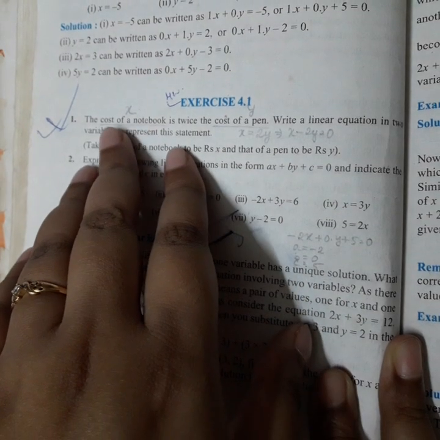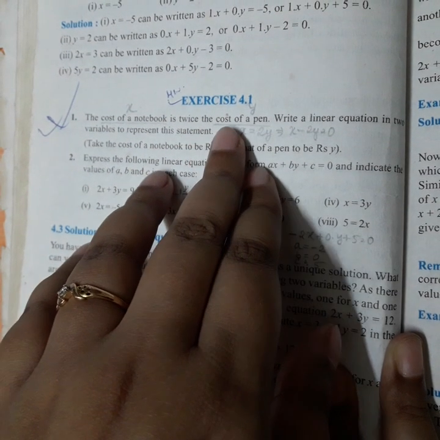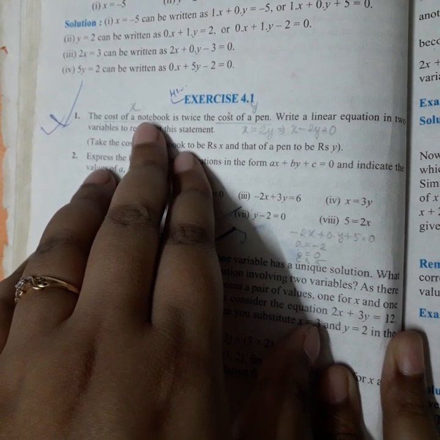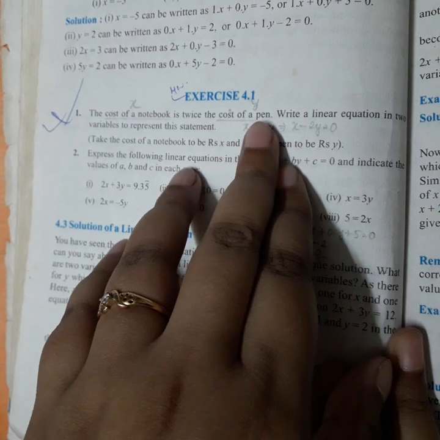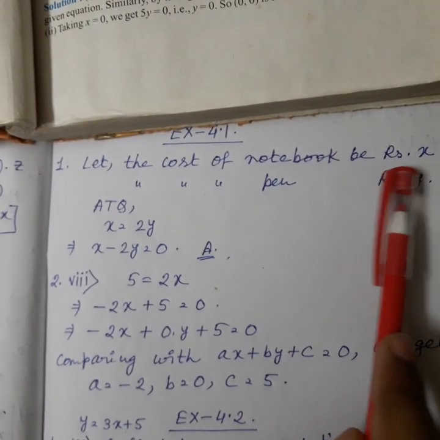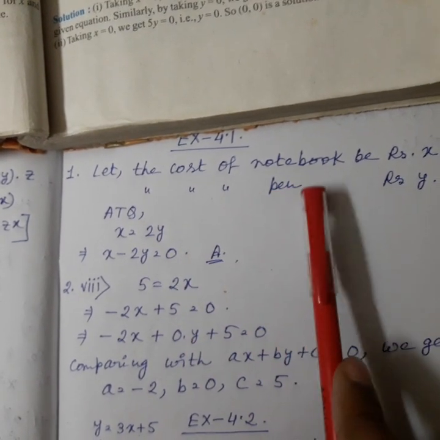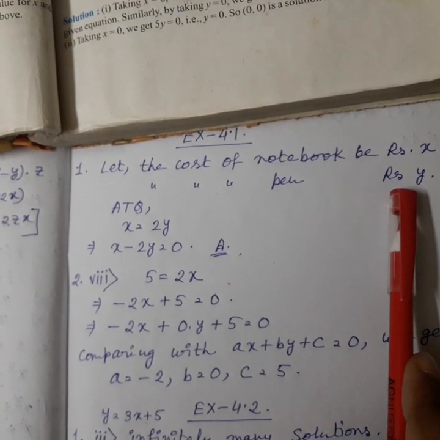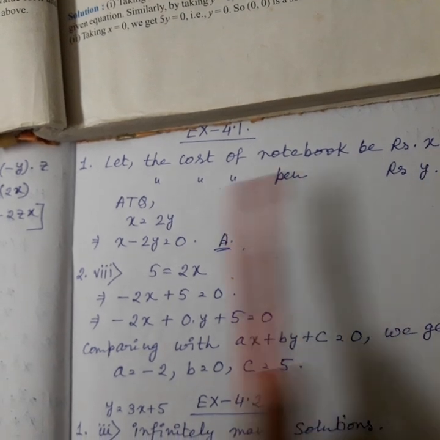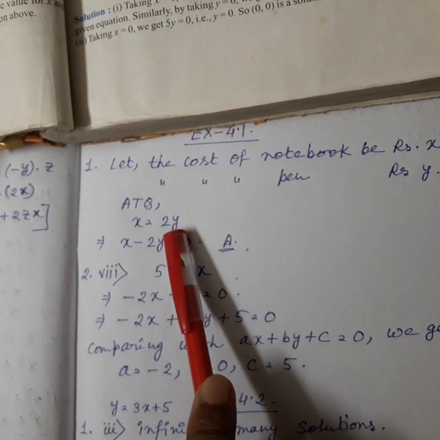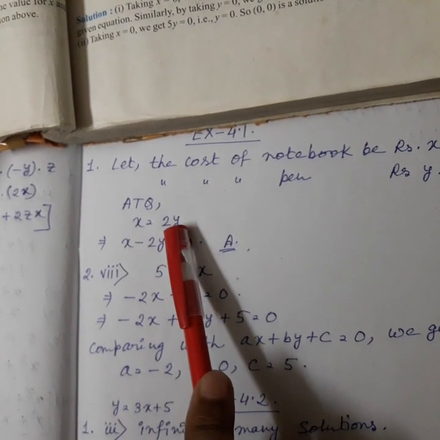So how we will take? The cost of a notebook is twice the cost of a pen. So if I take the cost of the notebook as rupees x and the cost of the pen as y, then what will be the equation? I have written here, let the cost of the notebook be rupees x and the cost of the pen be y. And in the question it is given the cost of the notebook is twice the cost of the pen. So that means cost of notebook x equal to twice the cost of pen, that is y. So the equation is x equal to 2y.